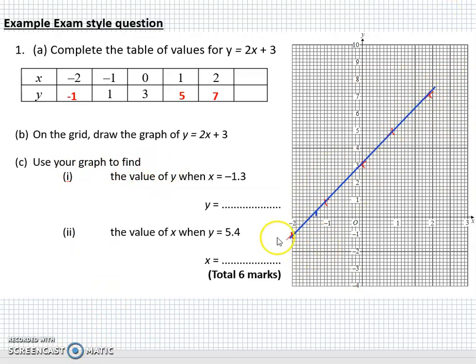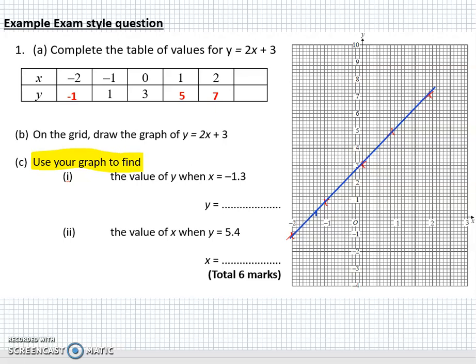Now I'm going to use that line to answer the next part of the question. Use your graph to find the value of y when x equals negative 1.3. You might be like, why can't I just substitute that in? You can, but the important thing to read here is it says use your graph. Because it's saying use your graph, you have to use your graph and show evidence of that, otherwise you don't get marks in these kinds of questions.